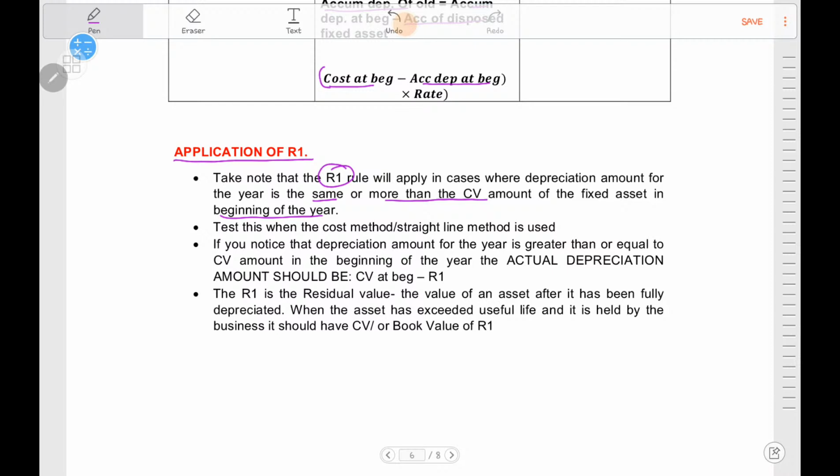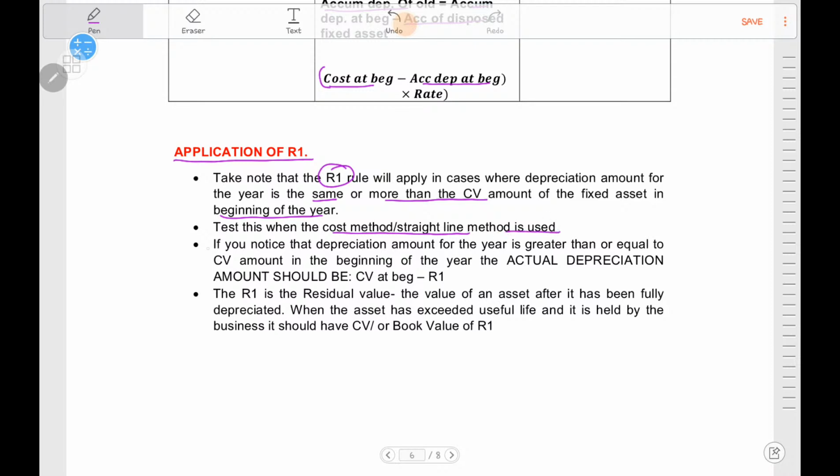Now as long as that particular asset is still under the control or the ownership of a company, then we have to assign a carrying value of R1 to that particular asset. It cannot be negative and it cannot be zero. Then you have to test this when the cost method or the straight line method is used. So we're going to test it.